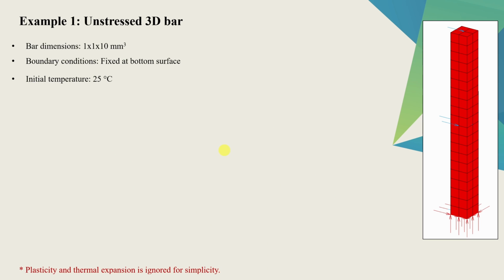I think we have talked a lot. Now let's see one example. I'm going to keep this example very simple. In next parts, we will solve more complicated examples. We will model a 3D bar as shown over here. The dimensions of that bar is given over here.